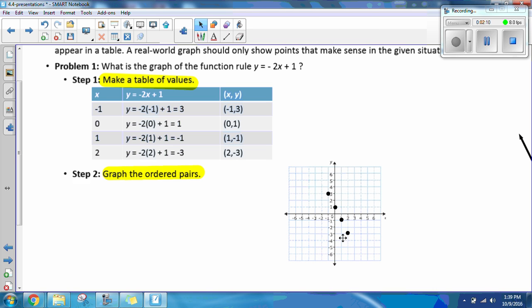Once you've plotted all your points, you need to connect the dots to create a line. Since the function rule does not just say that these are the only possible solutions, all these points on this line are a possible solution, including all the rational numbers, meaning the decimals and the fractions, positives and negatives. And you must use arrowheads at the ends of your lines to indicate that the solutions go on forever.